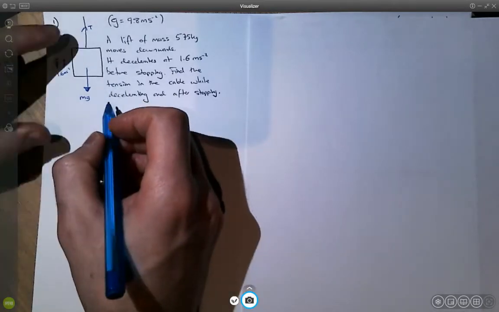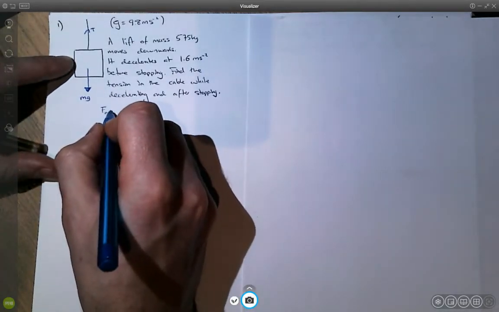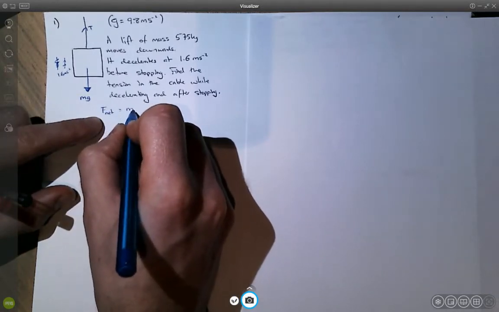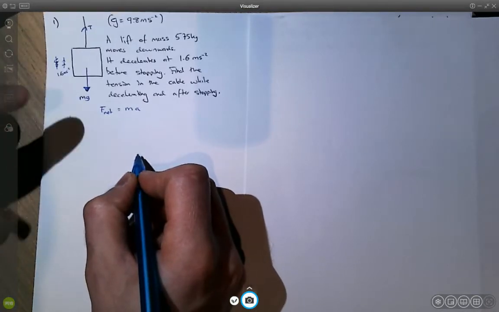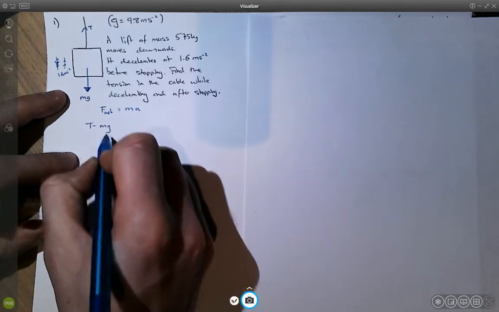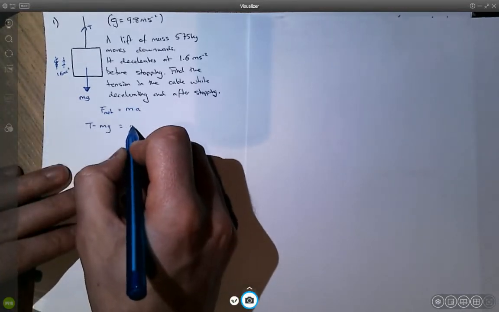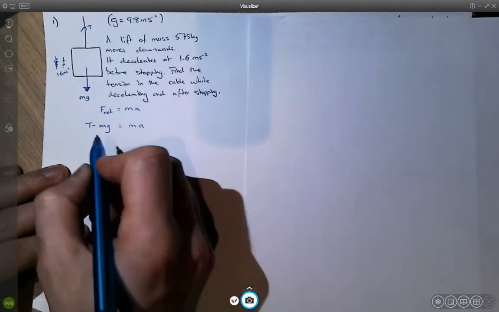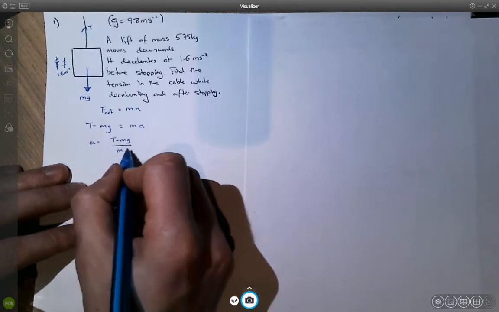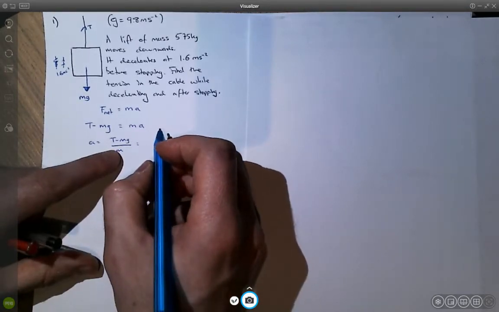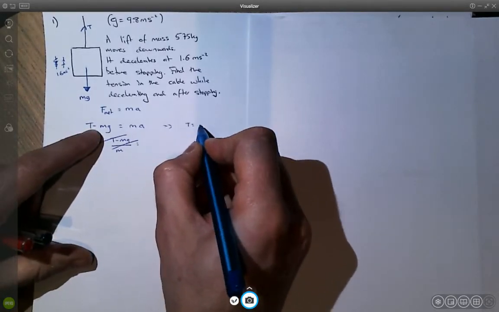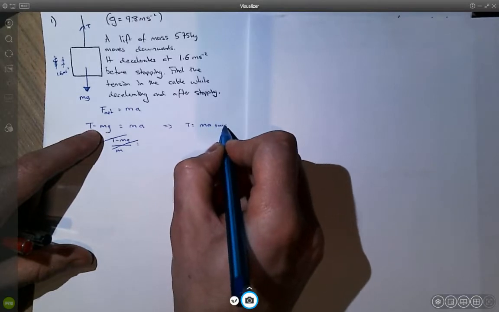So we need to use Newton's second law. The net force is mass times acceleration. What is the net force? Well, it's accelerating or decelerating upwards. So the net force is tension minus weight equals mass times acceleration. The acceleration is therefore tension minus weight over mass. So if we plug in the numbers, oh, we want the tension, so I've rearranged this wrong. The tension is therefore the mass times acceleration plus the weight.